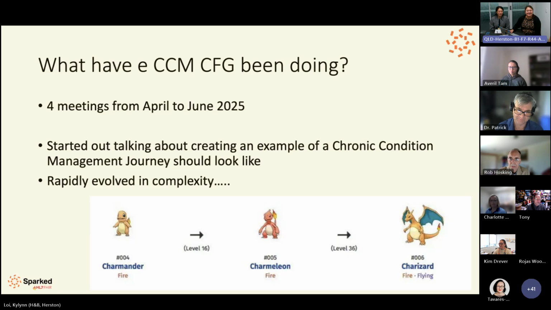Okay, so what have the CCM CFG been doing? Over April and June, we had 4 meetings and we started talking about the creation of a chronic condition management journey, what that should look like. And we rapidly evolved, as you can see there, in complexity for what we actually need to do for chronic condition management as opposed to what we'd done previously in patient summary.